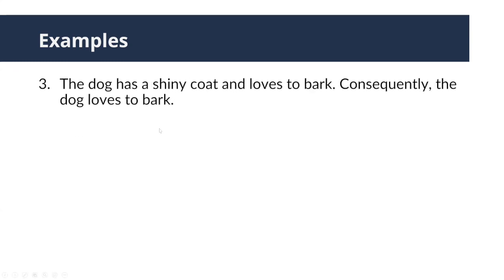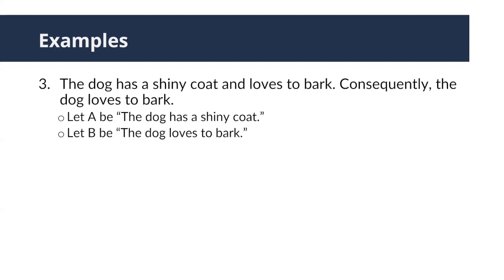Third one. This one is simple. We only need to use 2 letters. We use A to represent the dog has a shiny coat. Use B to represent the dog loves to bark. Then this argument can be represented by A and B implies B.